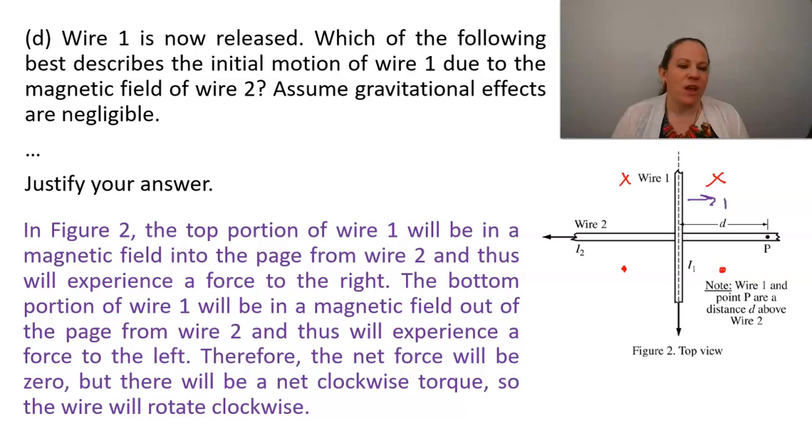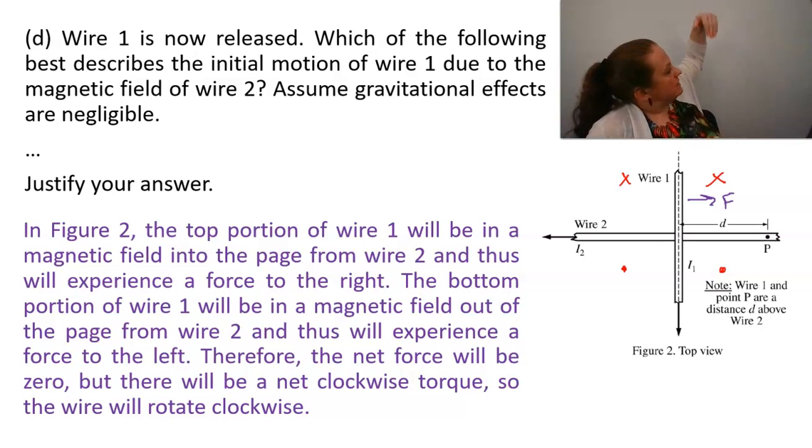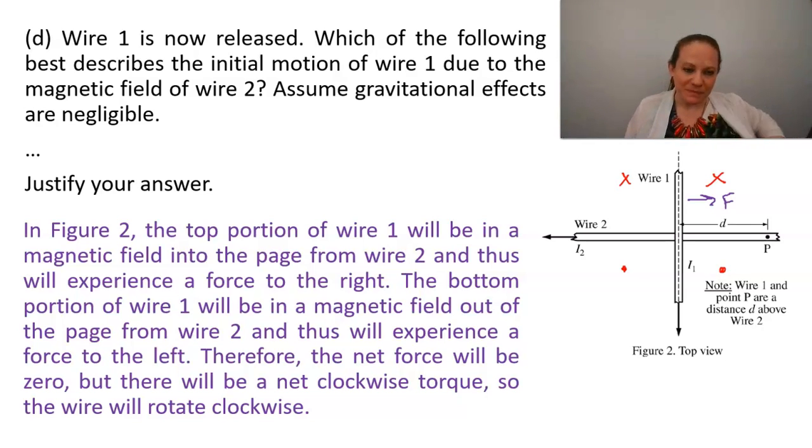And again, that's from another one of our right-hand rules, that with our current downward for wire 1, curled magnetic field into the page, we're going to get a force. Again, what your right hand is doing is to the right on the diagram.